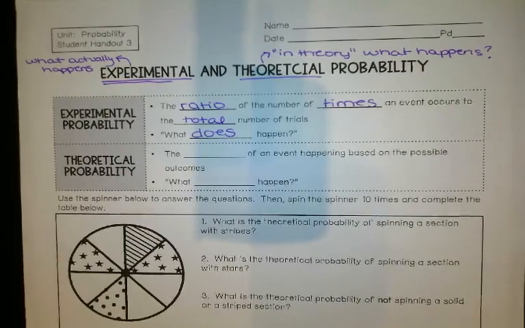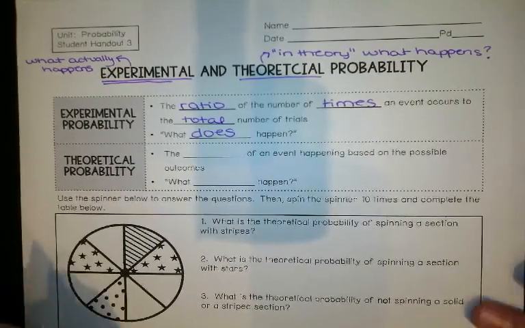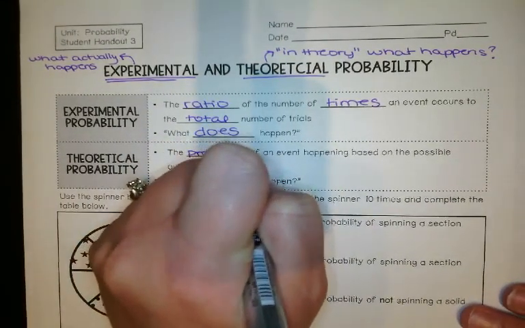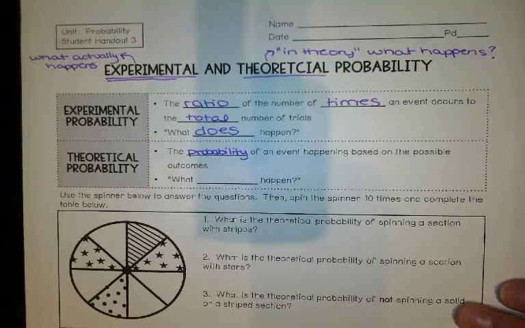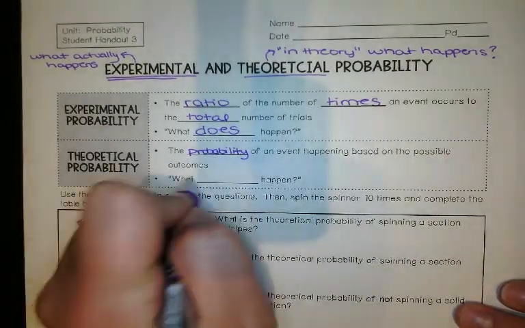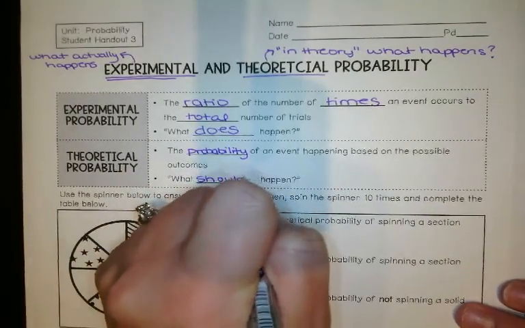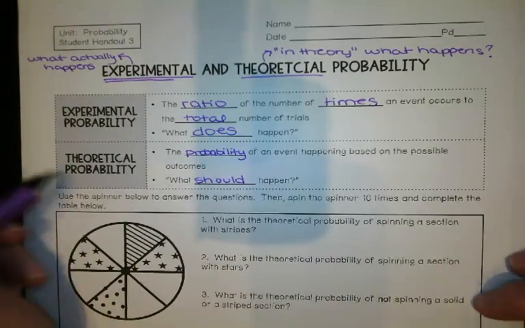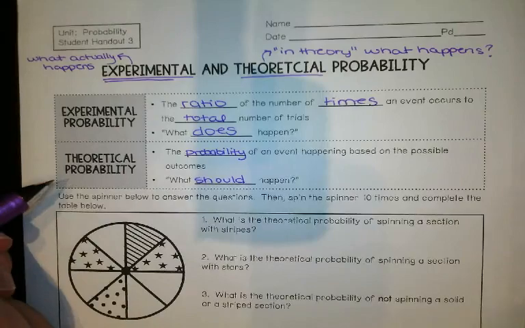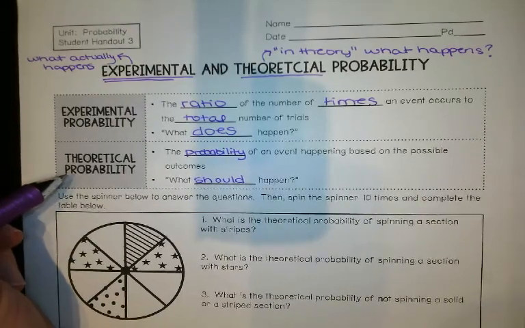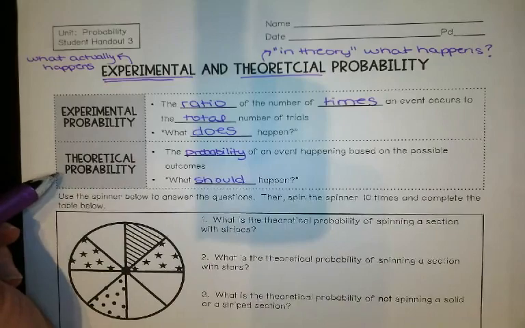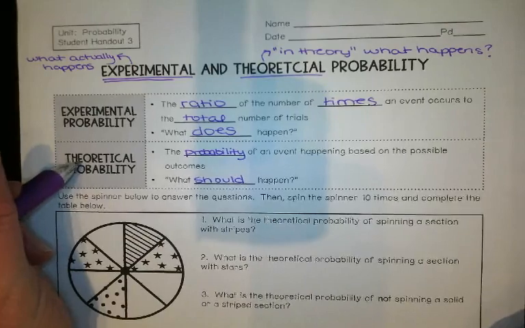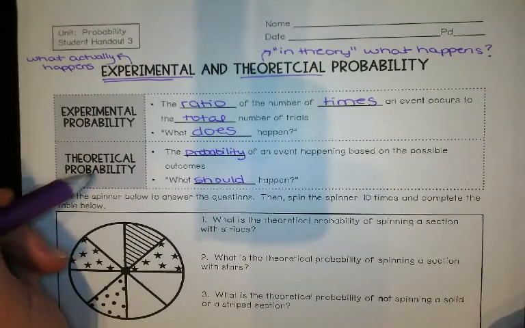Okay, when we go over to theoretical probability, that's going to be the probability of an event happening based on the possible outcomes. So you think what should happen. So I think of, with theoretical probability, if I was to take a six-sided dice or die, and I'm going to roll it, what are the chances of me rolling a 1? Well, that would be a 1 out of 6 chance, theoretically. So that would be a 1 out of 6 probability.